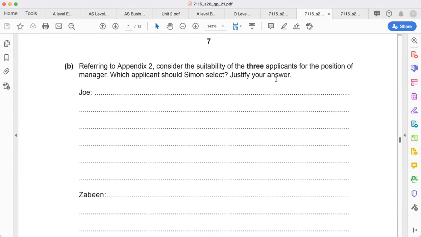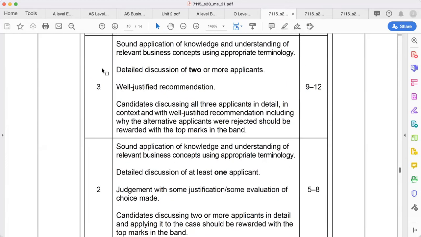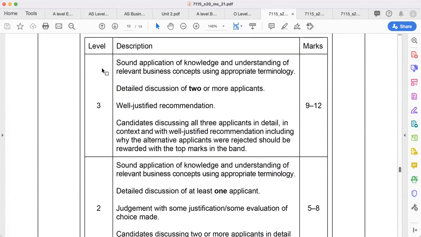Okay, kids. In 12 marks question, we use a level-based mark scheme. And there are 3 levels of our answer. Level 1, level 2, and level 3.